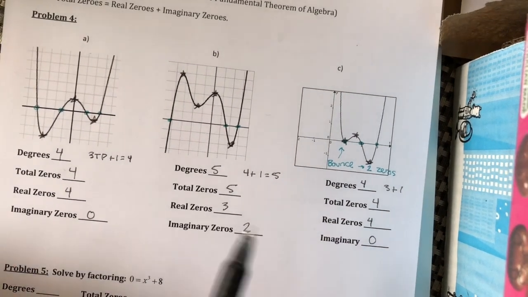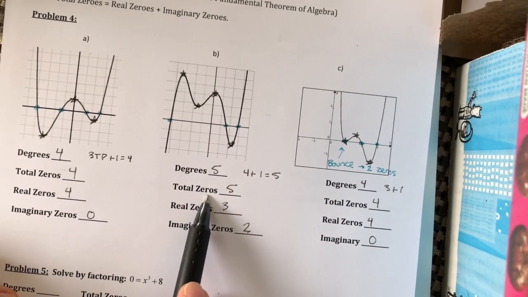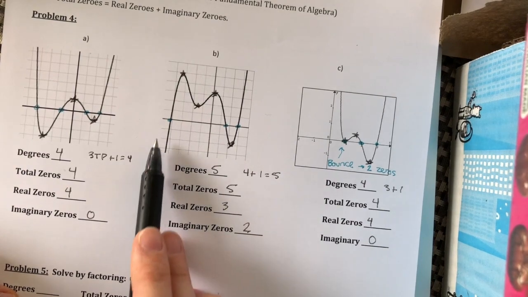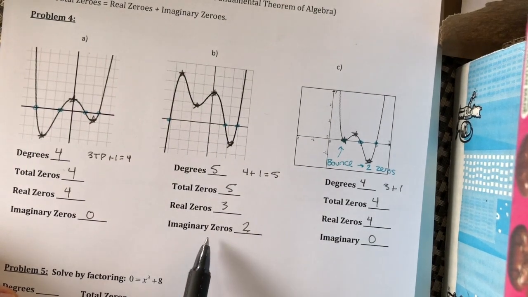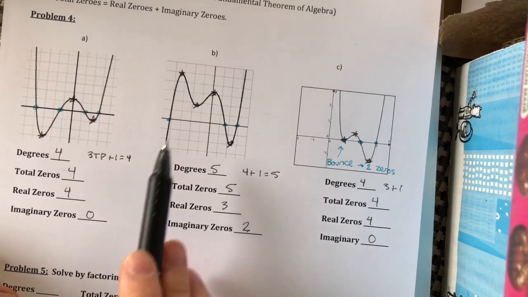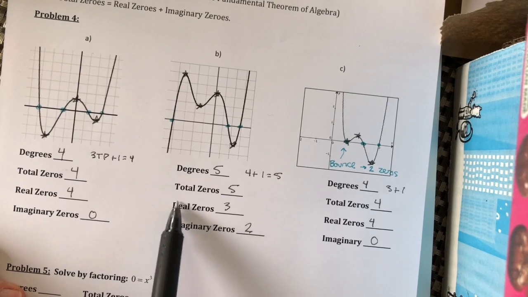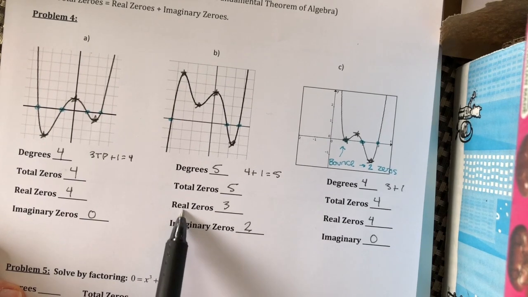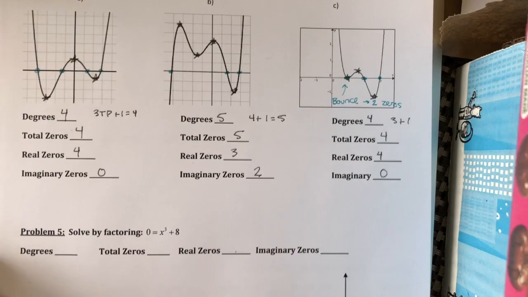All right, so summary: degrees is the same as total zeros. There could be real zeros, we can find them on the graph, it's where it hits the x-axis, and imaginary zeros. Imaginary zeros we can't identify on here because they're imaginary. So we rely on the fact that we can see the real ones, and then we take total zeros minus real zeros, which should give us how many imaginary are left over. Okay, so let's try this in practice.